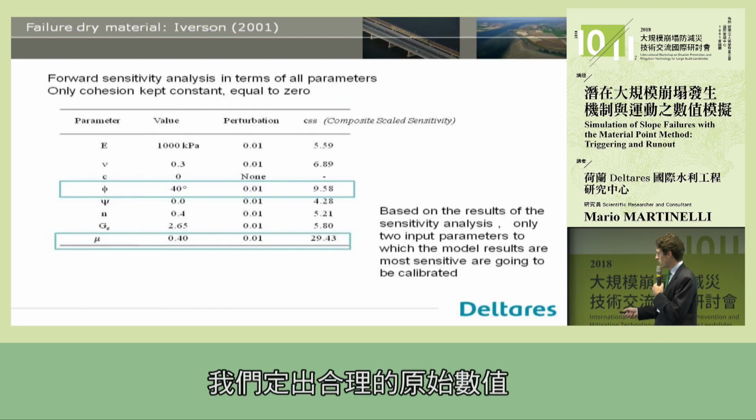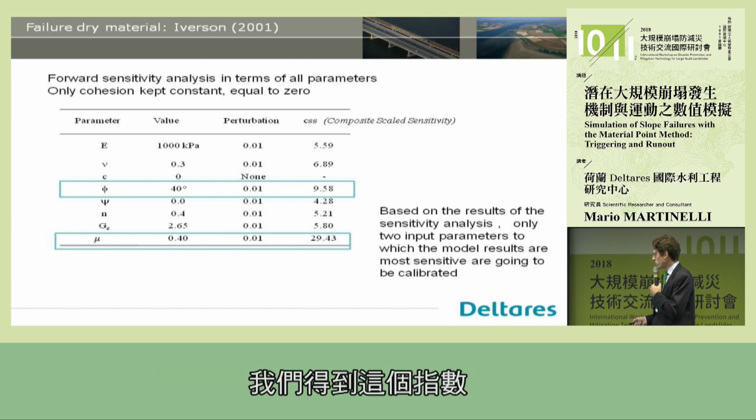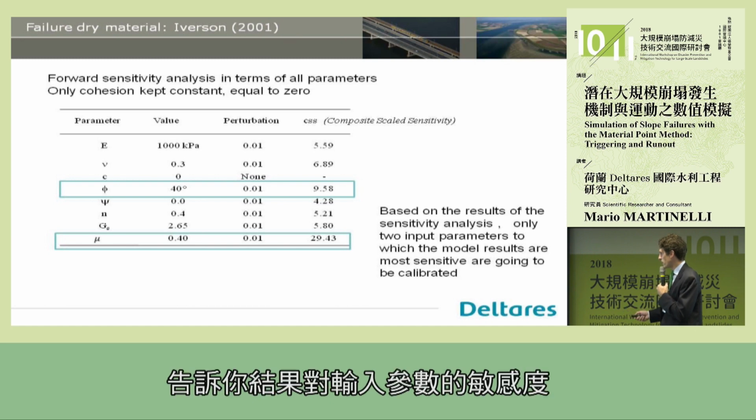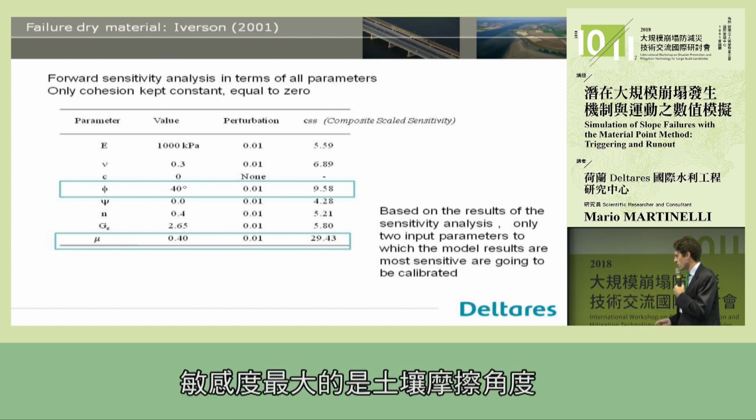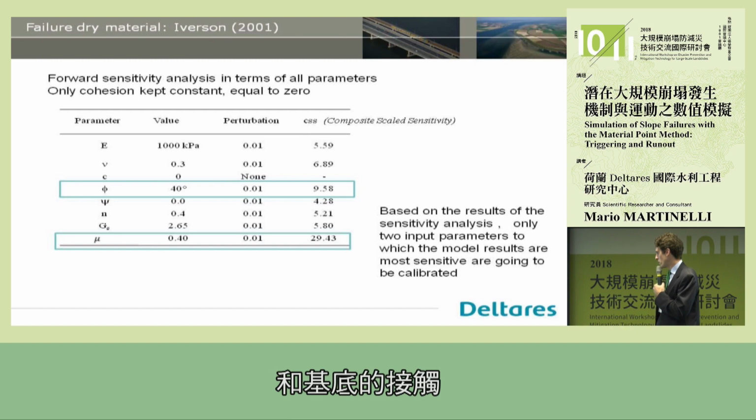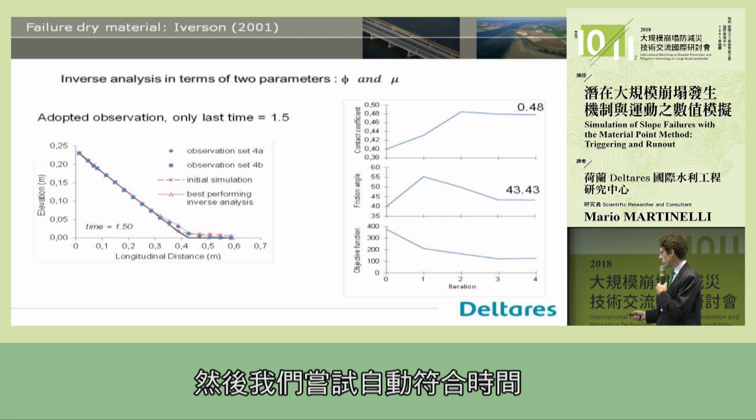So what we did is we initialized the values to some reasonable initial values. We gave some perturbation. We changed the values a little bit, of course, in an automatic way. And we come up with this index, which gives you the sensitivity of the results to the input parameters. And then you see that, as you expect, the largest sensitivity is given to the friction angle of the soil and the contact of the base. So what we did then is we played only on these two, which are the most sensitive parameters. And then we tried to match in an automatic way.